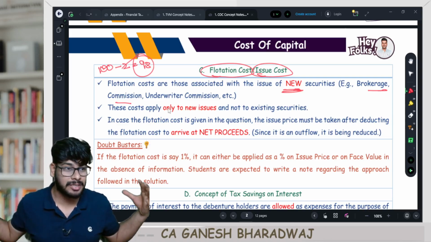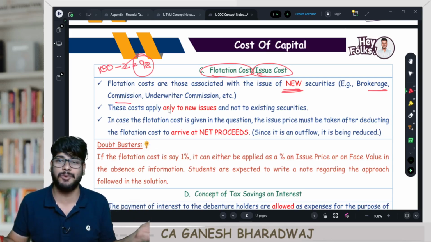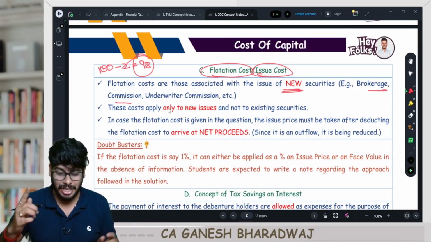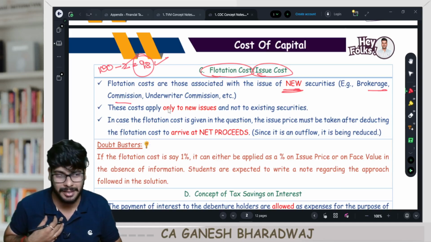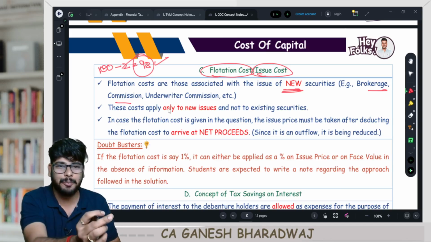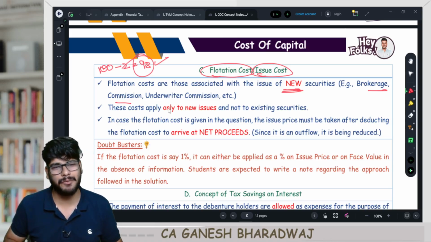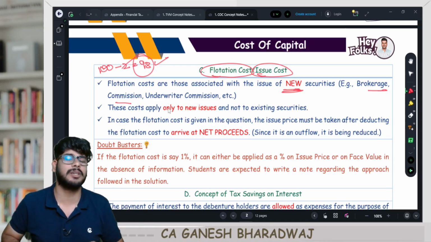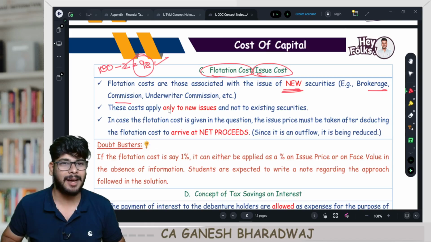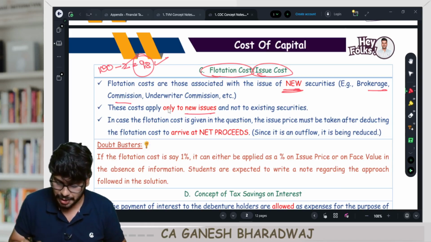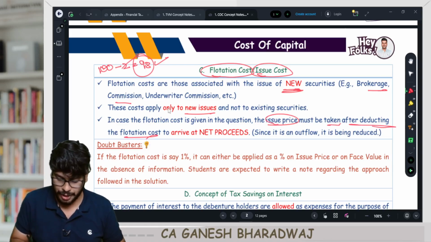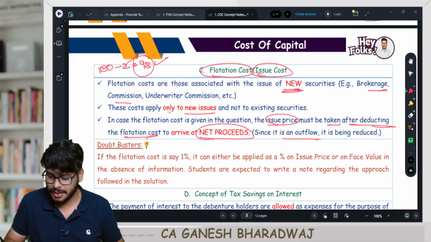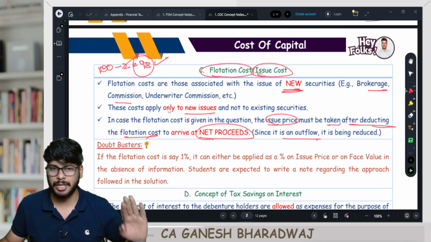Because this entire subject of financial management is about matching your cash flows. So from the viewpoint of the company, the net proceeds the company will receive are your issue price minus your flotation cost. Why do you minus your flotation cost? Basically, it is an outflow from the viewpoint of the company. These costs apply only to new securities and not existing securities. If it is given in the question, the issue price must be taken after deducting the flotation cost in order to arrive at the net proceeds, since it is an outflow and hence it is being reduced. Are you able to understand this?